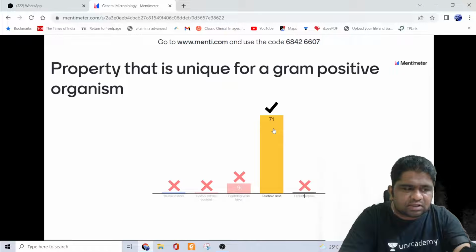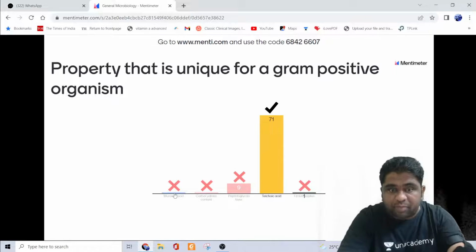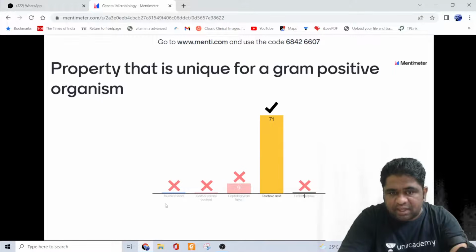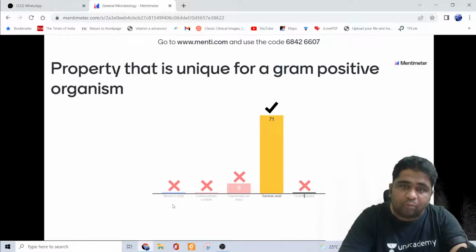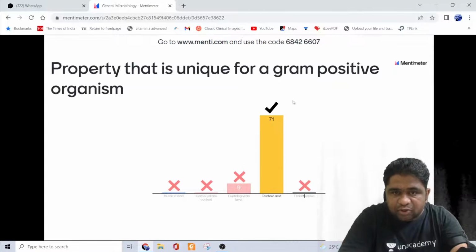What about muramic acid? Muramic acid is a property of the peptidoglycan layer which may be found in both gram-positive and gram-negative. In both, you have a cell wall. But this muramic acid content is less in gram-negative, more in gram-positive. Carbohydrate content is almost similar, but it is more present in gram-positive, less in gram-negative. Fimbriae and pilus can be present in both gram-positive and gram-negative, but teichoic acid is the unique component in case of a gram-positive organism.